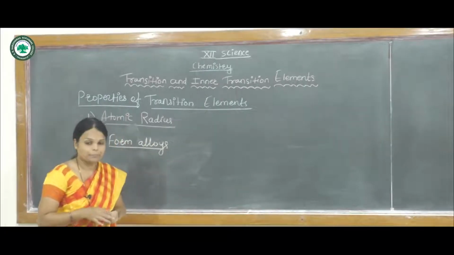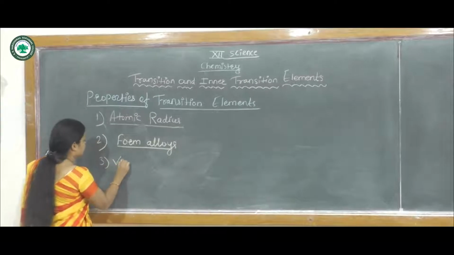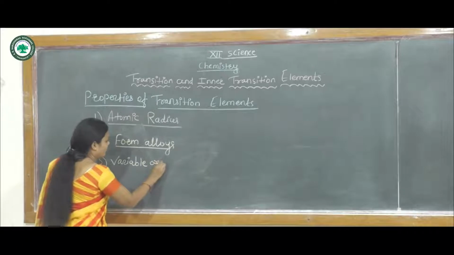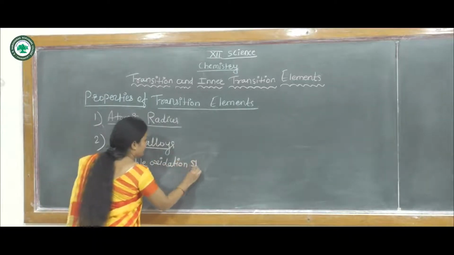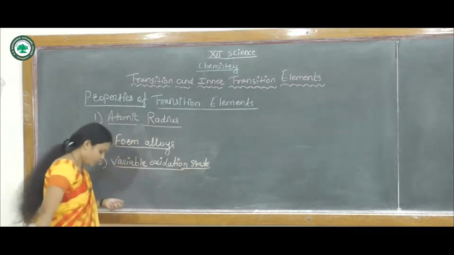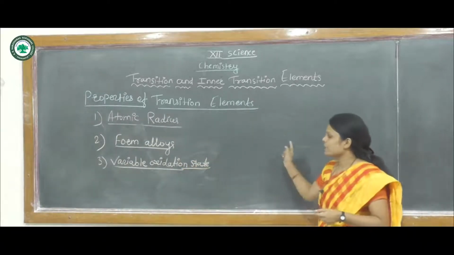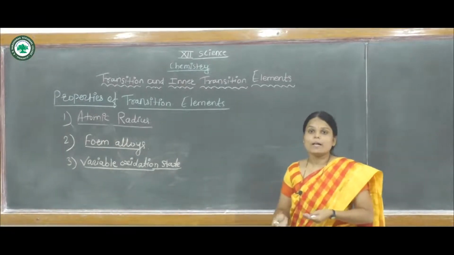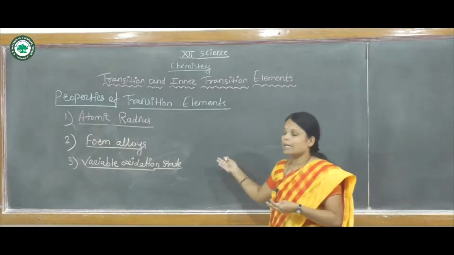The next property is that they show variable oxidation states. Why do variable oxidation states show in the transition elements? Because the nuclear charge is high, the atomic radius decreases gradually, and they form variable oxidation states.